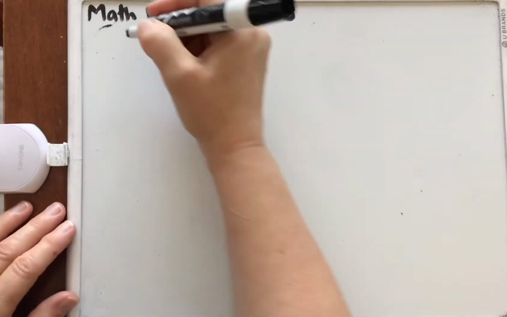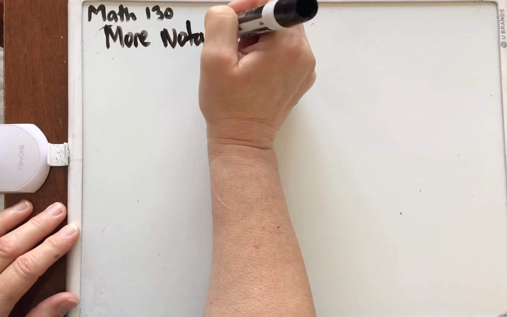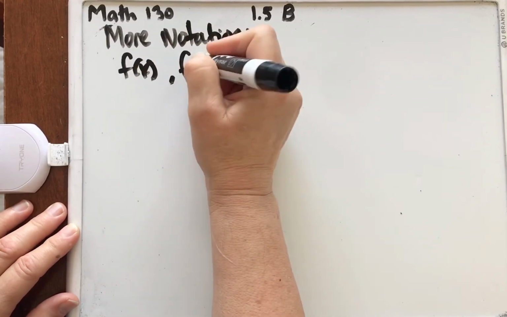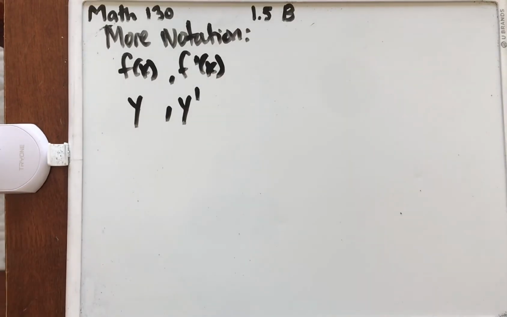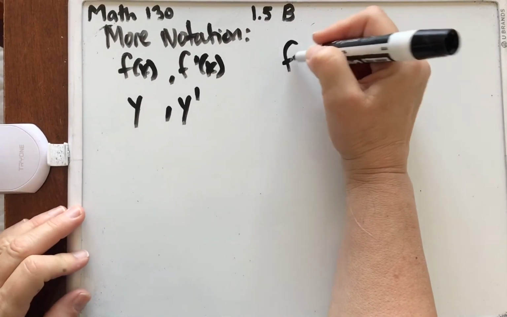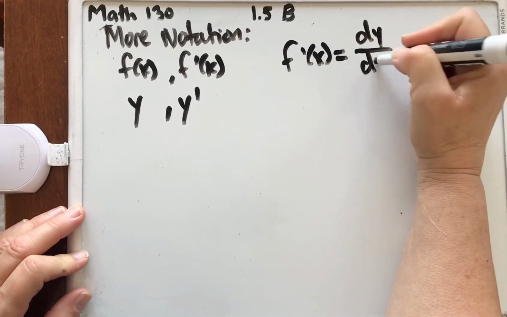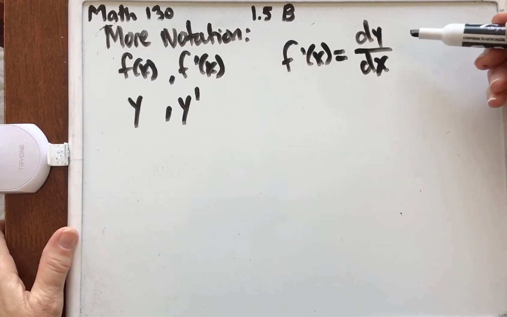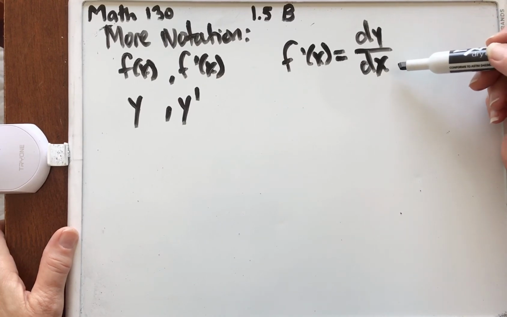Okay, so more notation we're going to be looking at. So far we've seen f of x and then f prime of x, and we saw y and y prime. We have another way, and that is f prime of x equals dy dx. That's just how we say it. And how we would actually formally say this is the derivative of y with respect to x.